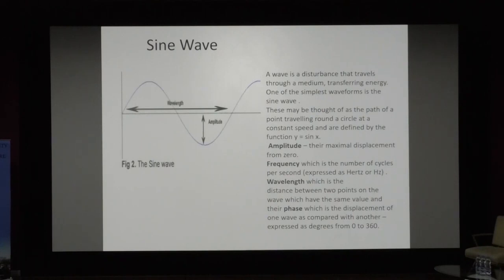Now coming to the waves, what are the waves that we see and how are they formed? What is a sine wave? A wave is a disturbance that travels through a medium transferring energy. One of the simplest waveforms is a sine wave. These may be thought of as the path of a point traveling around a circle at a constant speed and are defined by the function y equals sine x. The amplitude is the maximum displacement. Frequency is the number of cycles per second. Wavelength is the distance between two points which have the same value and the same phase.